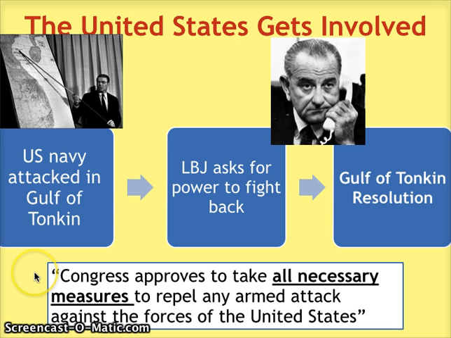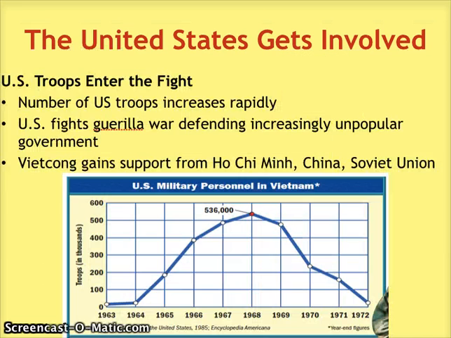They saw the attack of North Vietnamese attacking U.S. ships as a threat to America. And here we have Johnson saying, Congress approves to take all necessary measures to repel any armed attack against the forces of the United States. So the U.S. troops enter, and they slowly increase the amount of soldiers every year.